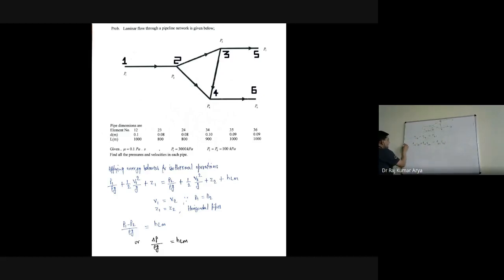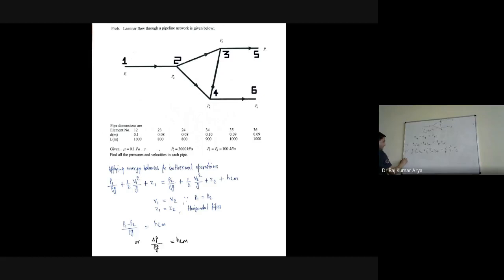Substitute the areas. So the area is 5/4 d24 square times v24, then again 5/4 d34 square times v34, then again 5/4 d46 square times v46. Now you can write them.